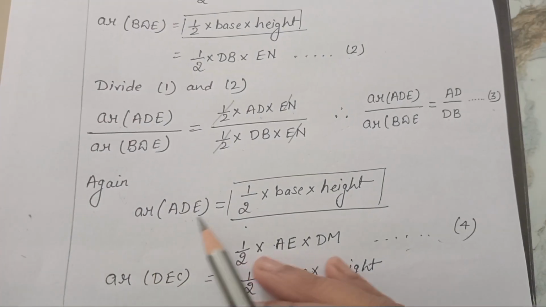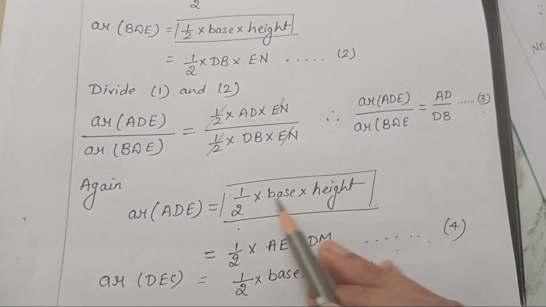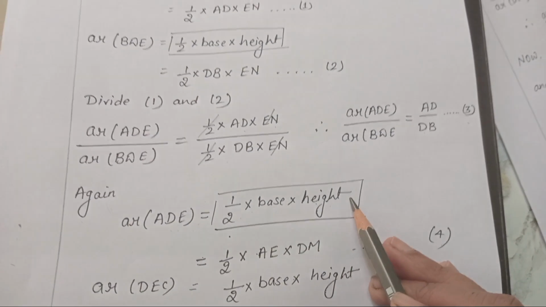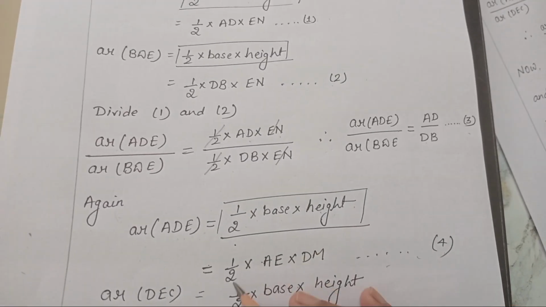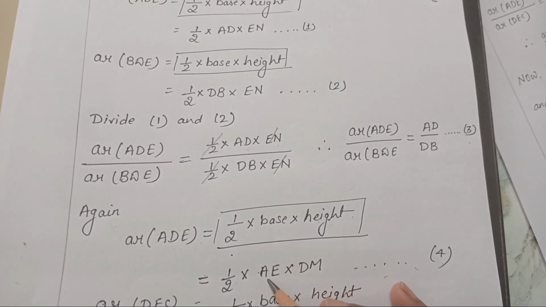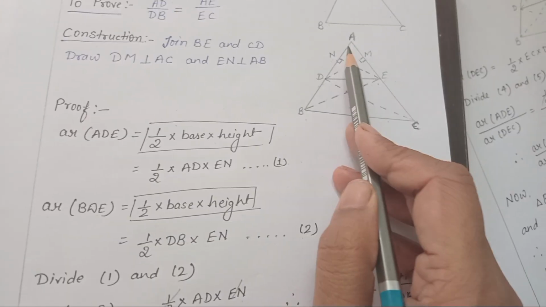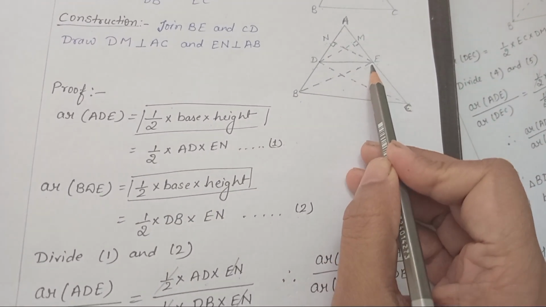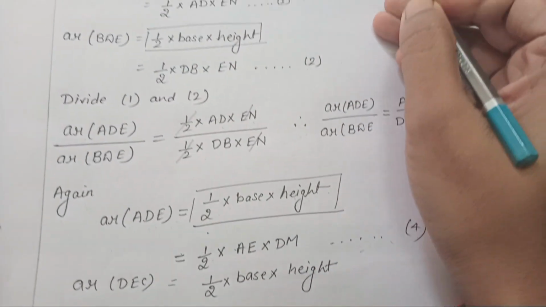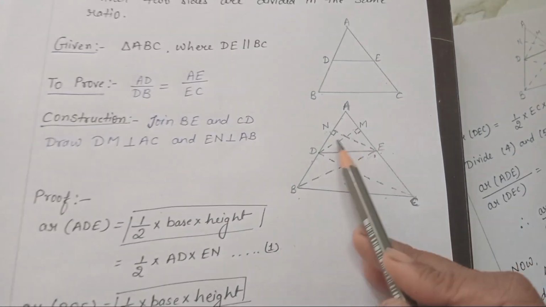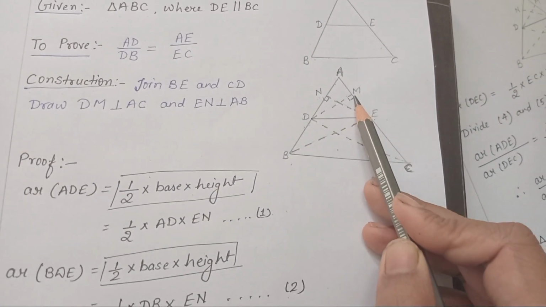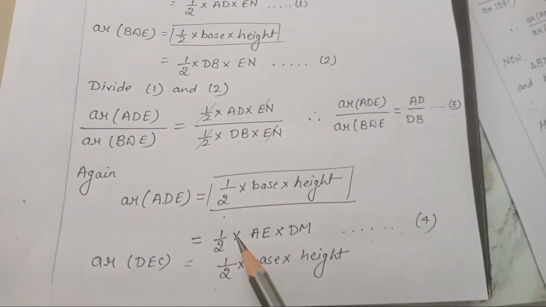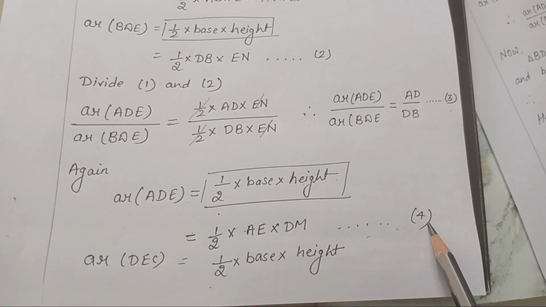In triangle ADE, half into base into height. So half, this time base is AE and height is DM. This one is equation number 4.